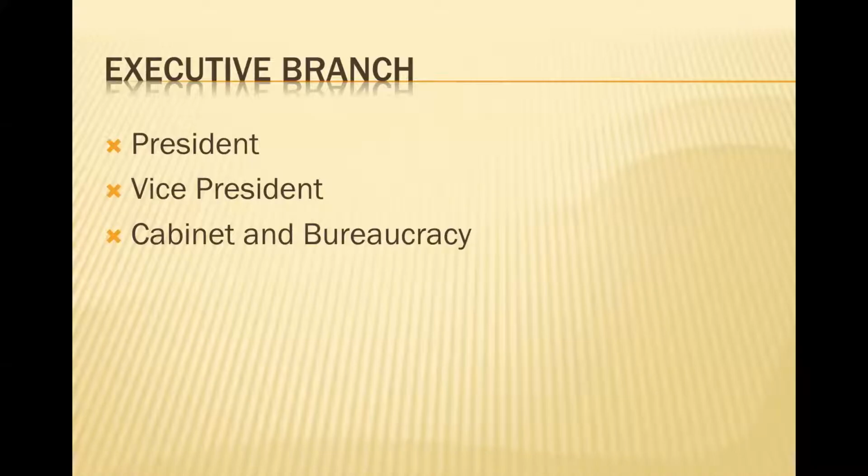The executive branch includes a number of people. We are going to focus on the president because that's usually the focus of discussion of the executive, but the vice president is part of the executive branch, as is the cabinet, the bureaucracy, the State Department, the National Security Agency, the post office. All of these areas are part of the executive branch because they are responsible for carrying out the laws that Congress makes.